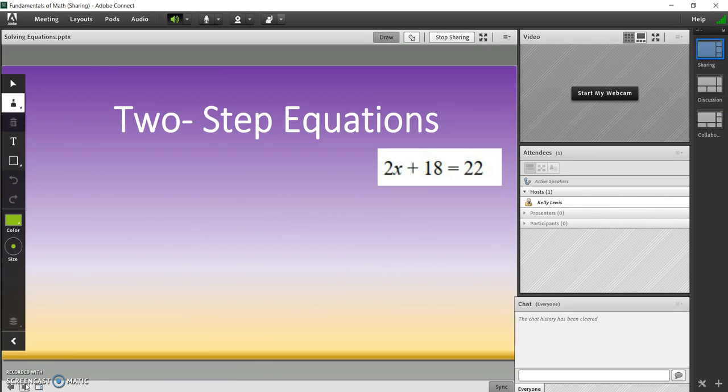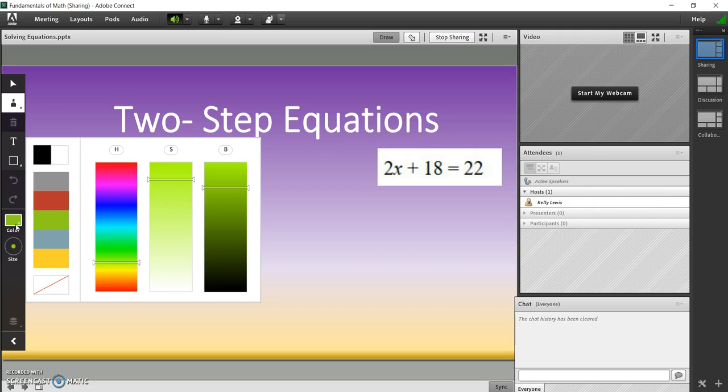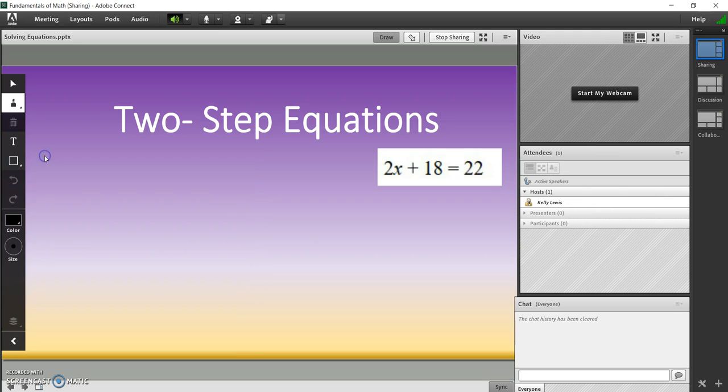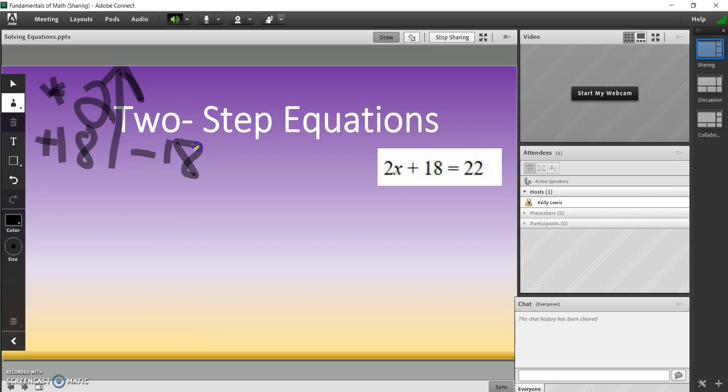All right, 2x plus 18 equals 22. I don't know why everything is 2, but that's okay. The 2 is being multiplied, and then the 18 is being added. So when we undo the equation, we're going to go opposite. The opposite operation of adding 18 is subtraction, and the opposite operation of multiplying by 2 is dividing by 2. So let's subtract 18.